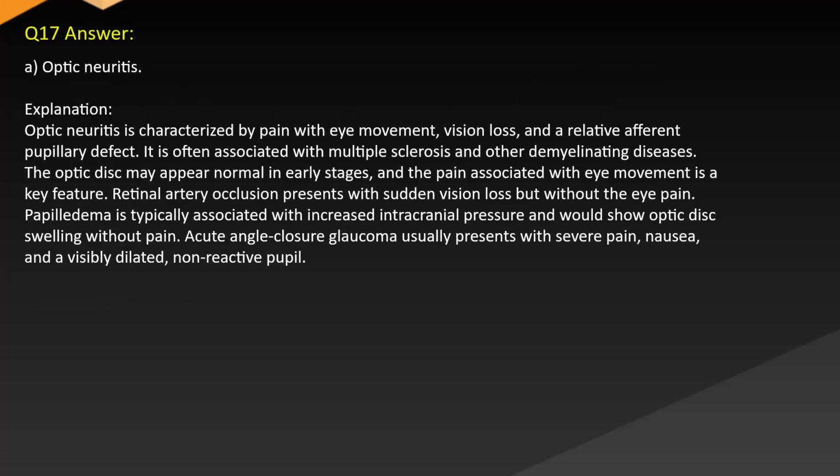Answer A. Optic neuritis. Explanation. Optic neuritis is characterized by pain with eye movement, vision loss, and a relative afferent pupillary defect. It is often associated with multiple sclerosis and other demyelinating diseases. The optic disc may appear normal in early stages, and the pain associated with eye movement is a key feature.